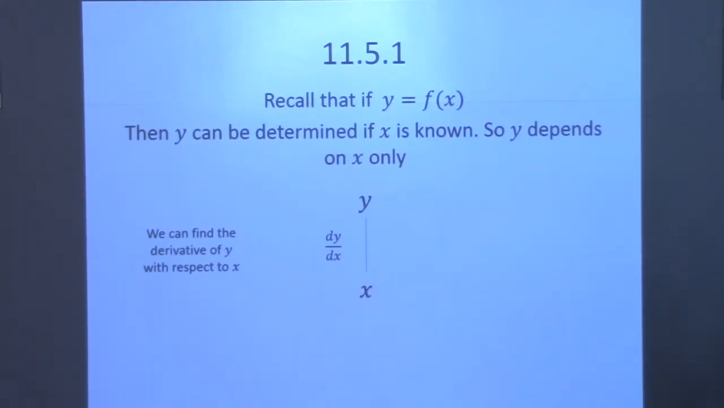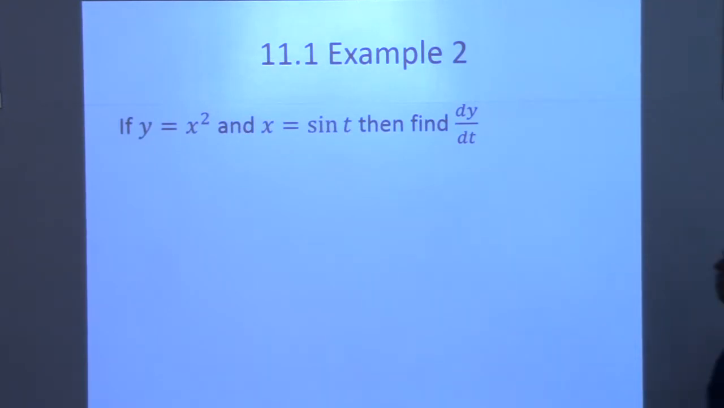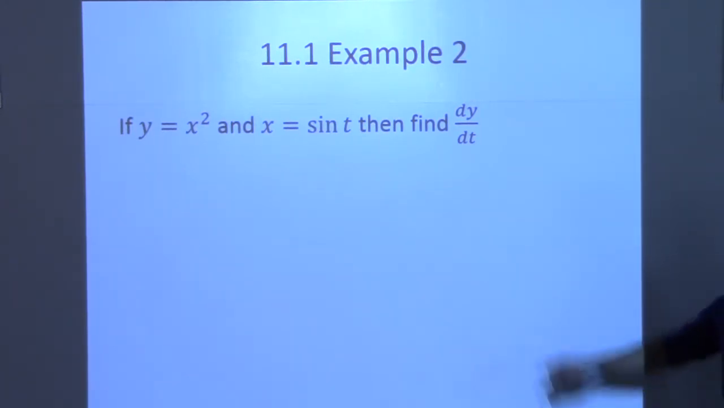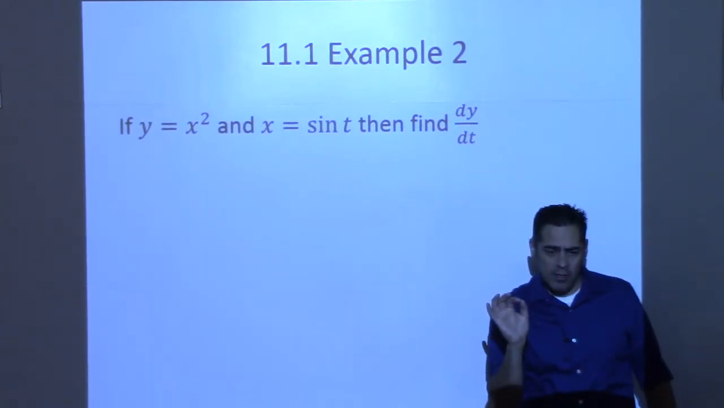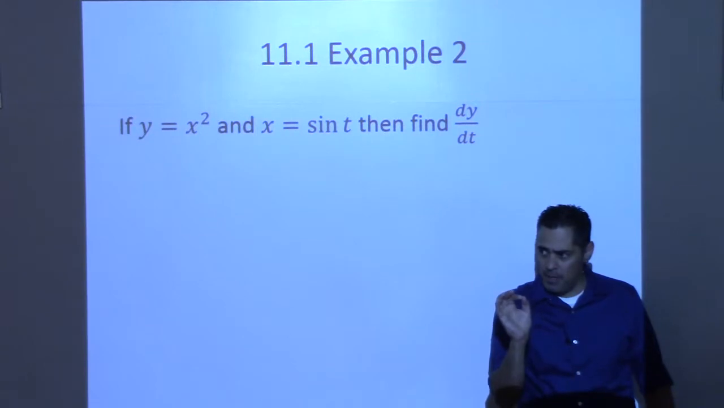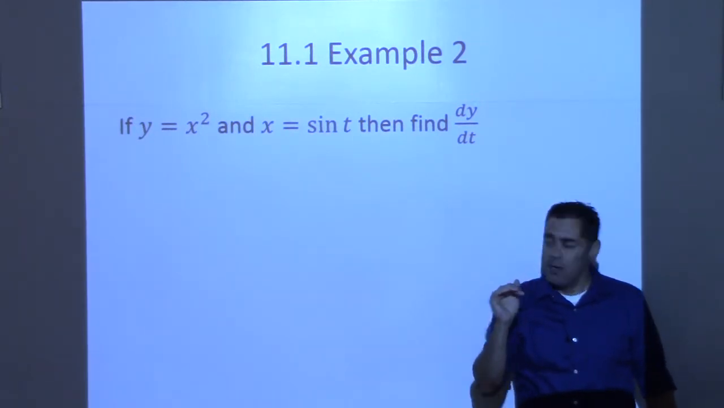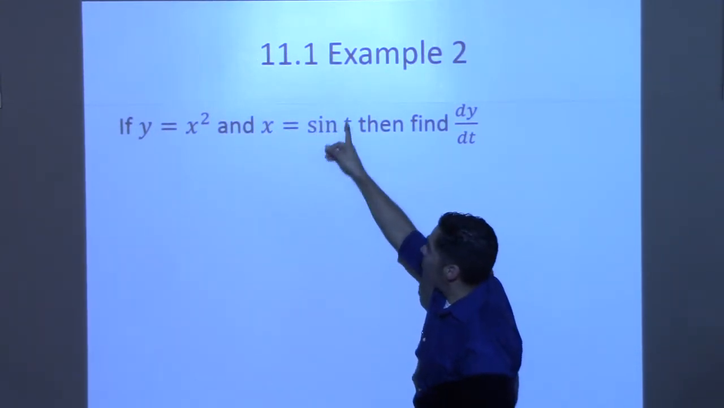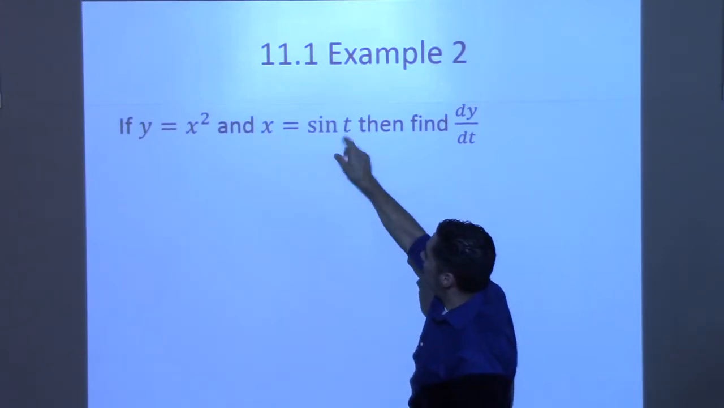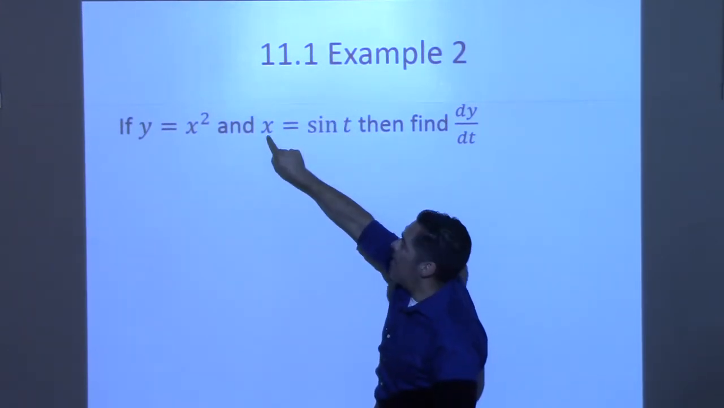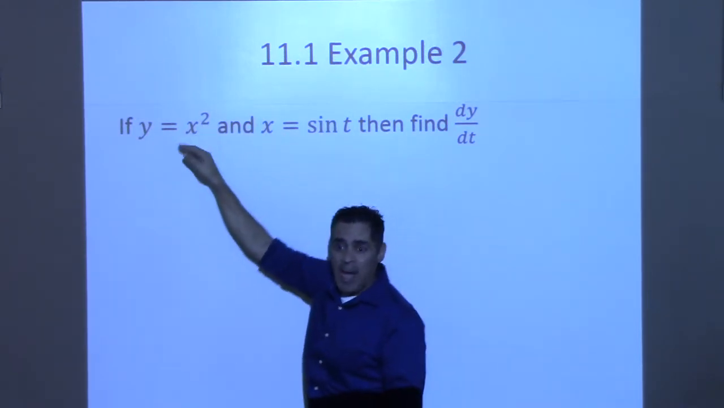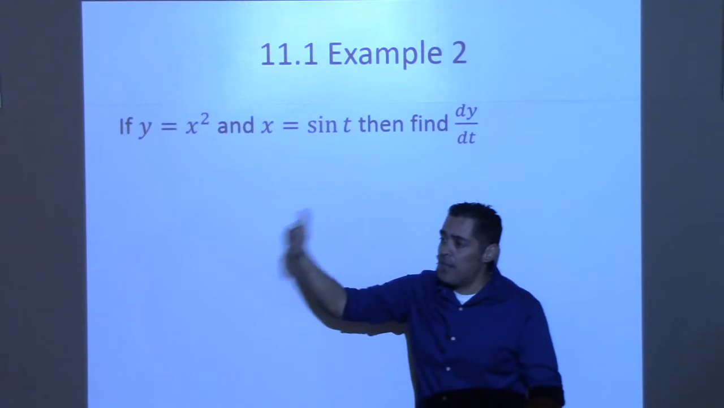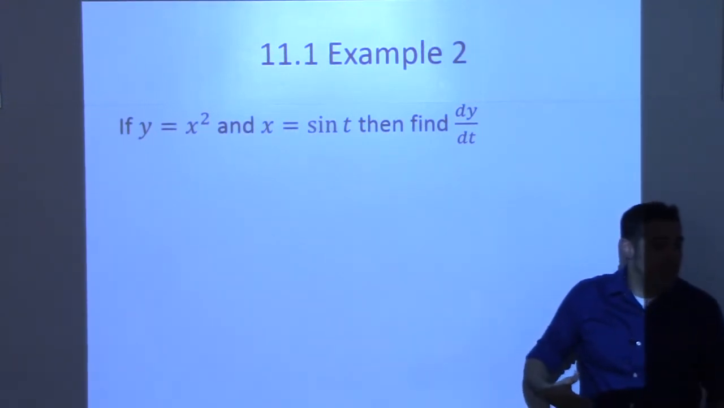Now let's take a look at another example. If y is equal to x squared and x is equal to sine of t, then find dy dt. So this is saying if I change t a little bit, then how much does y change, right? Well, if I change t a little bit, it's going to affect this, and that value is x. So if I change t here, this thing does something and it changes x. And then that change in x, in turn, has an impact on y. So y depends on x, but then x also depends on t, right?